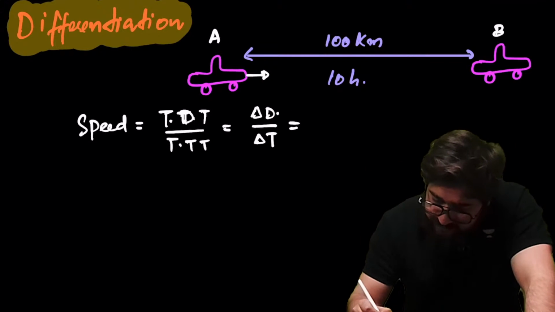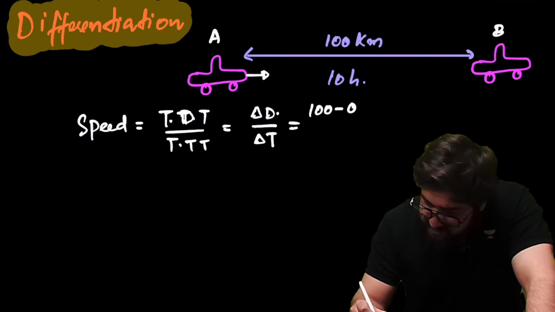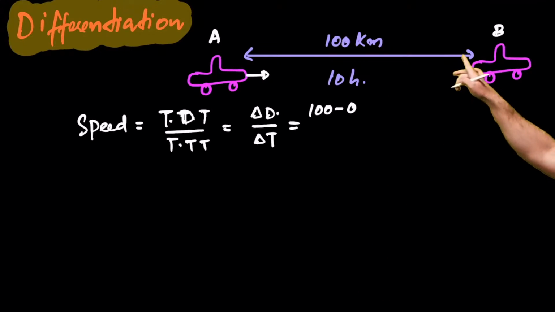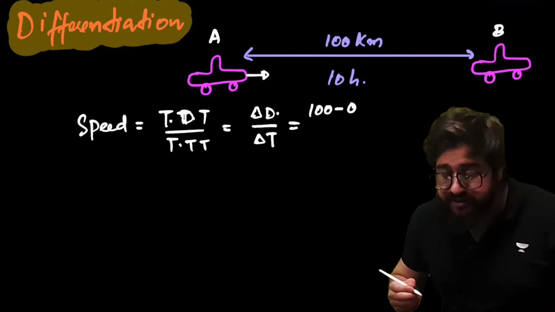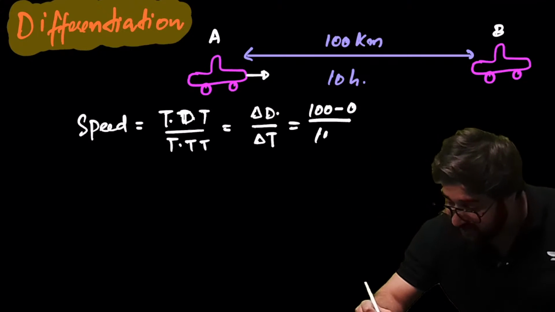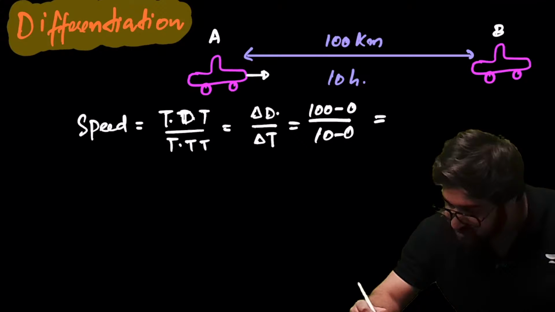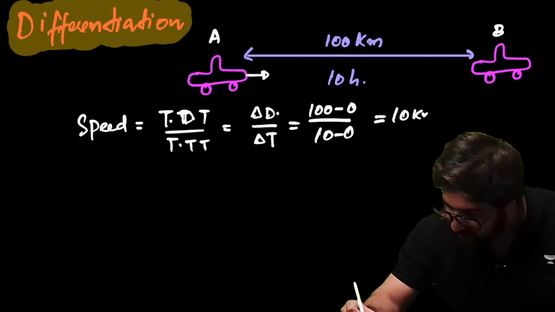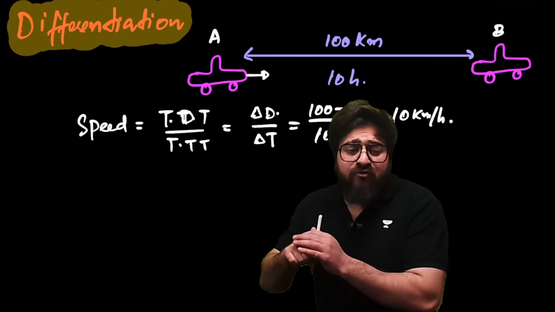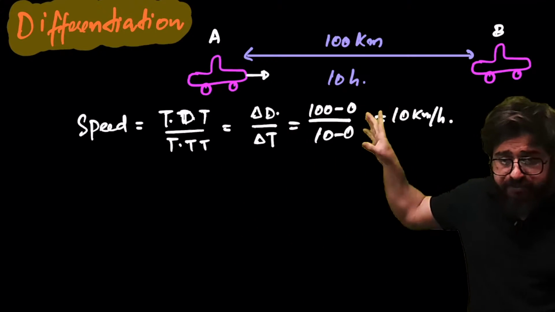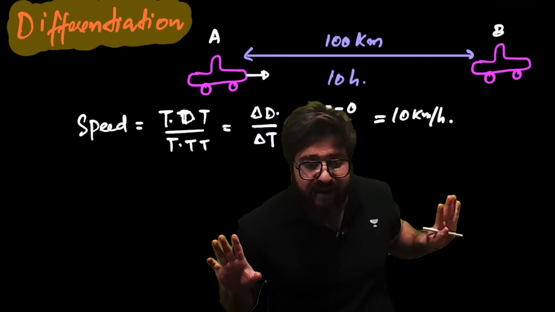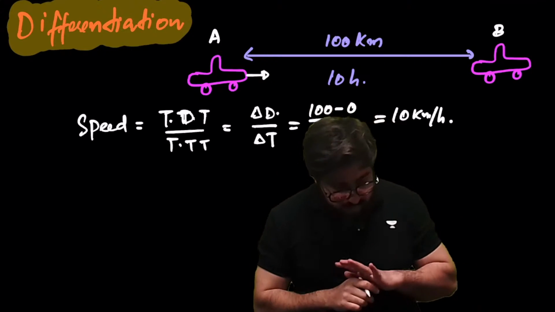You say, sir, this will be 100 minus 0. Because finally, when the car is over here, it has covered how much distance? 100 kilometers. 100 minus 0, and how much time? We say, sir, 10 minus 0. So it would be simply 10 kilometer per hour. So this was the speed of the car when it was moving from A point to B point. Total distance traveled upon total time taken. As simple as that.